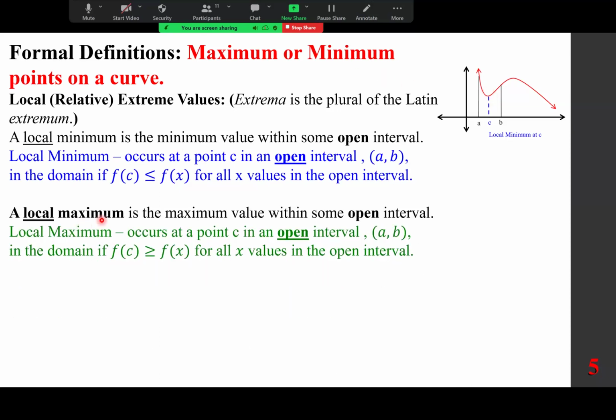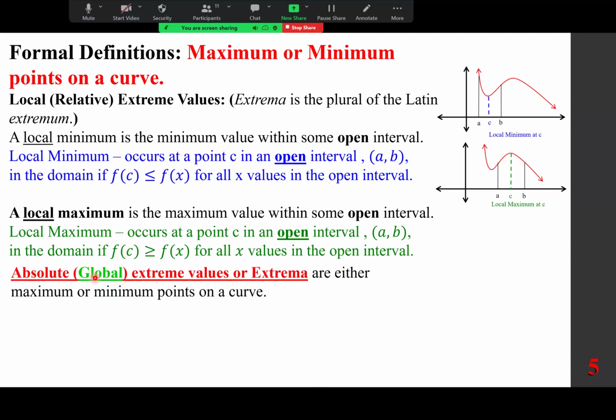A local maximum is the maximum value within some open interval. A local maximum occurs at a point c in an open interval a to b in the domain if f of c is larger than or equal to f of x for all x values in the open interval. So we have a local max. In short, these two refer to peaks and valleys. Local max, local max, local min in some open interval.